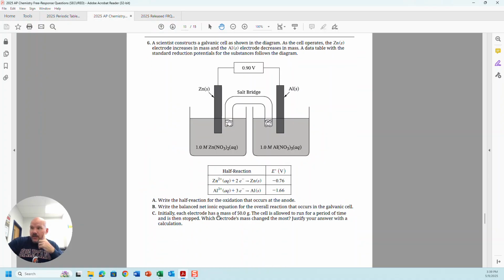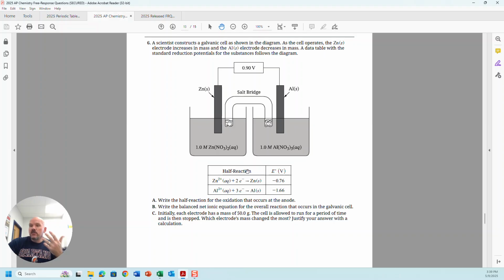C, initially each electrode has a mass of 50. So this zinc electrode is 50 grams, this aluminum electrode is 50 grams. The cell is allowed to run for a period of time and is then stopped. Which electrode's mass changed the most? Justify your answer with a calculation, okay?